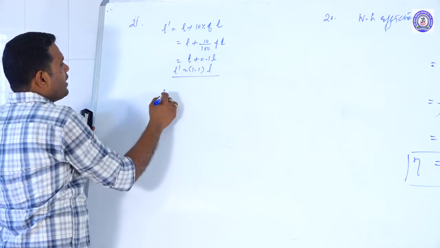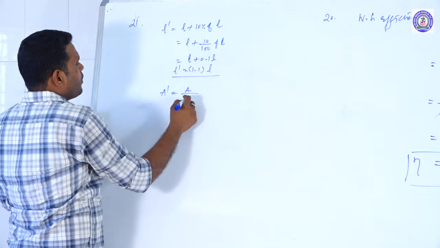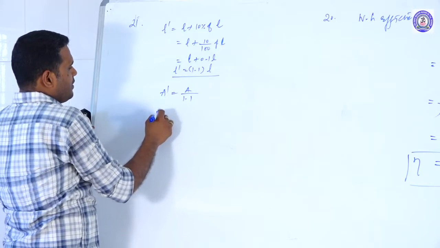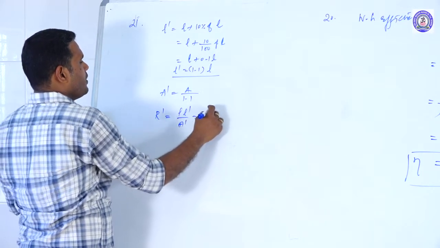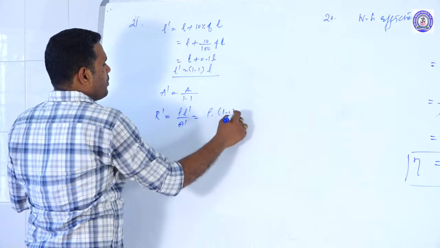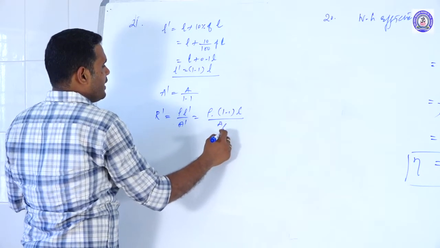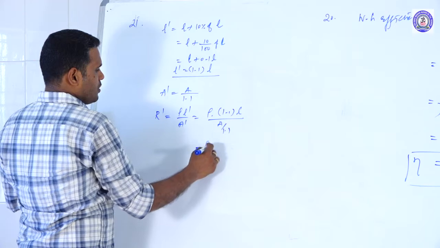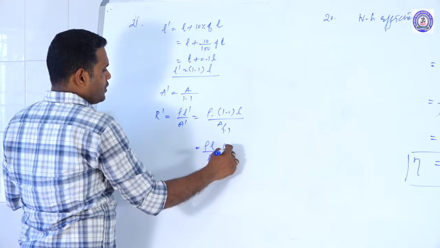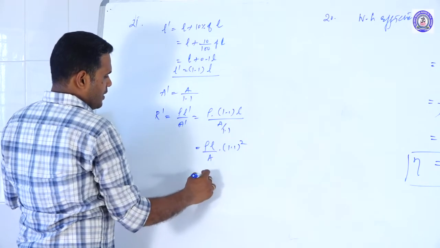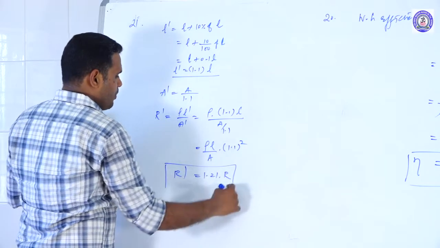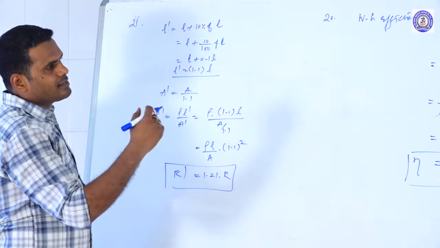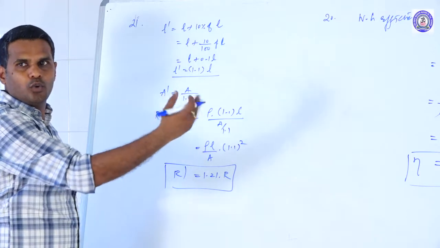What will be the value of area? A prime will be A divided by 1.1. What will be the value of new resistance? Rho L prime divided by A prime, which is rho into 1.1 L divided by A divided by 1.1. So rho L divided by A into 1.1 the whole square, 1.21 into R. So R prime is 1.21 into R. So resistance increases by 1.21 times.